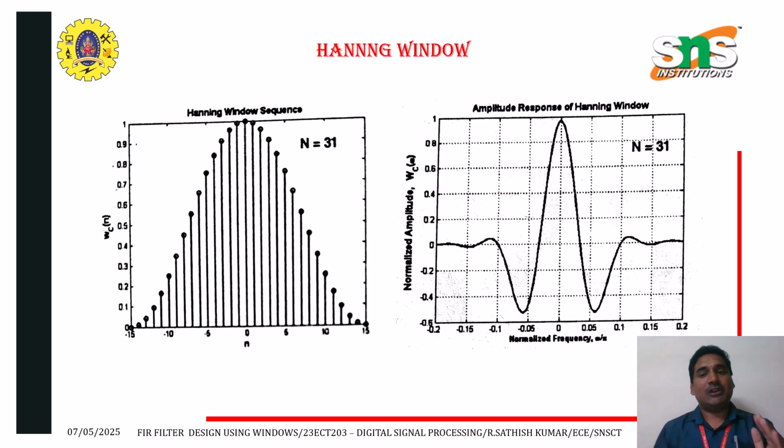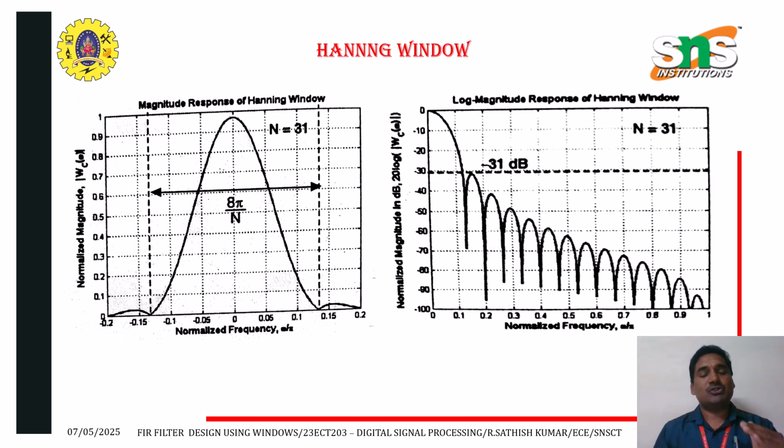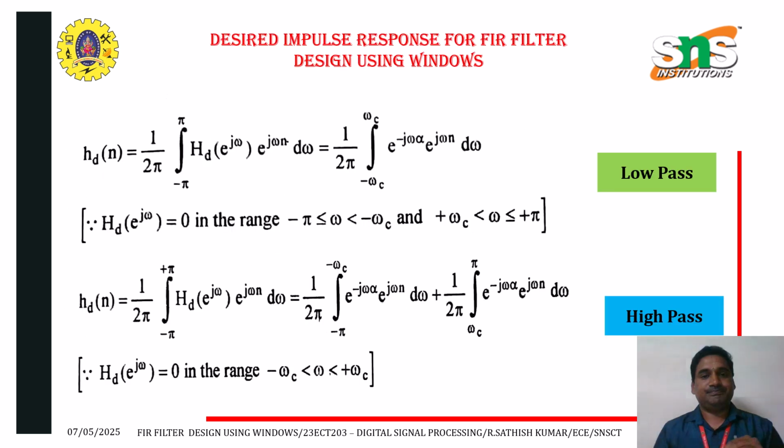While taking the amplitude response of this Hanning window sequence, we can get the waveform like this with respect to normalized frequency and amplitude. While taking the magnitude response of the Hanning window, we can get 8 pi by N as the normalized transition region of this particular Hanning window. While taking the log magnitude response of this Hanning window, we can get minus 31 dB as the log magnitude response of the Hanning window.